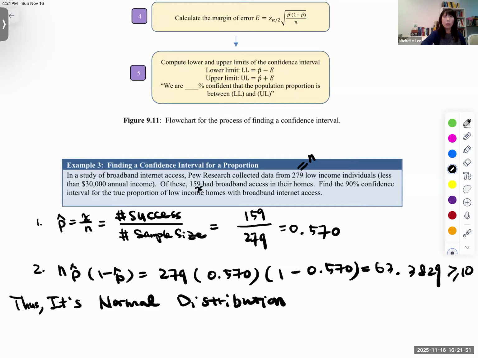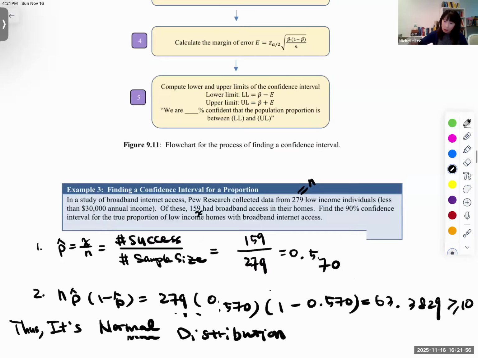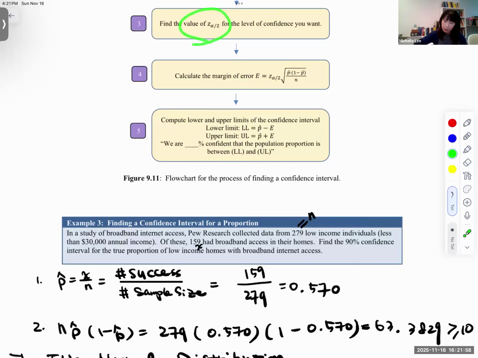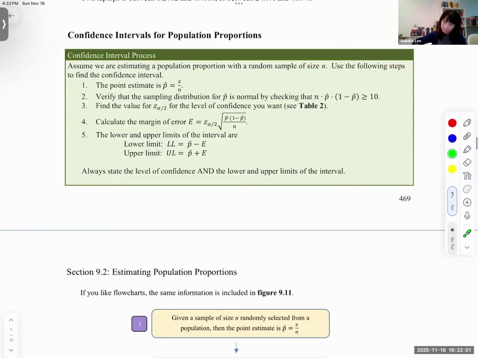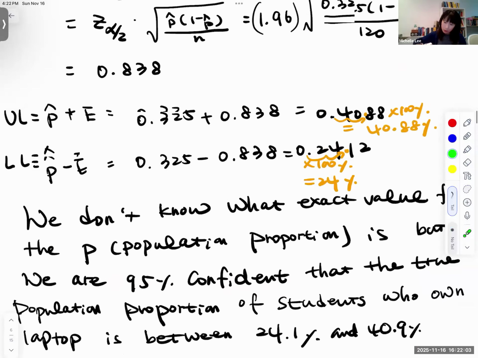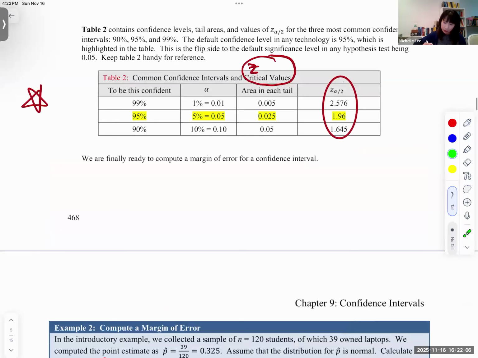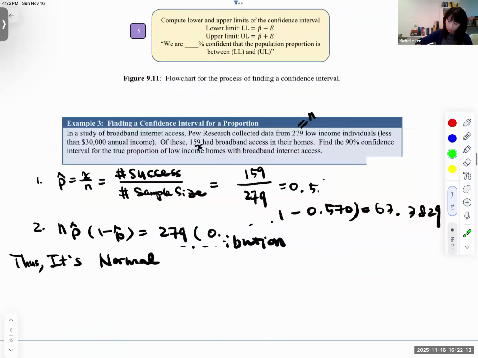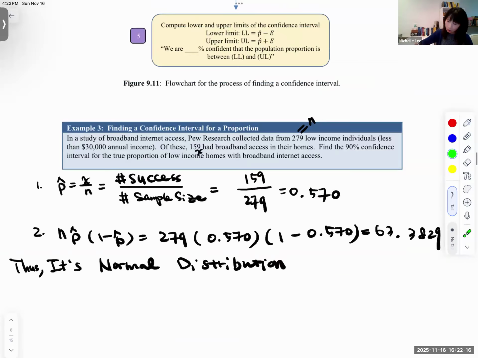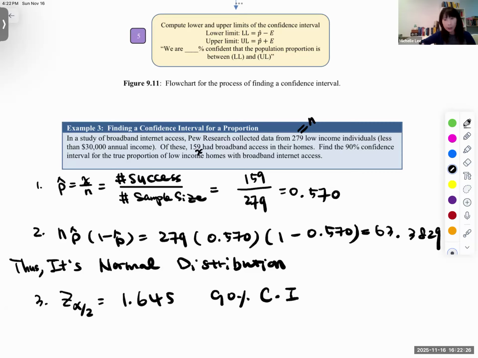All right. Then number 3, we want to know about the Z critical value, right? So 90%, that's why I asked you to take a picture, right? So 90%, we get 1.645. So number 3, z sub alpha over 2 is 1.645, 90% confidence interval, right?